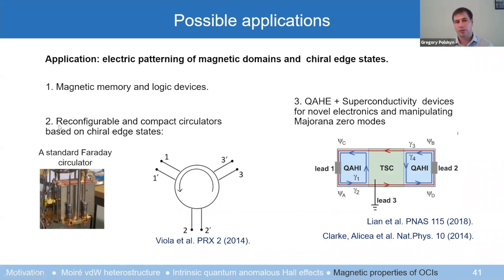Other possible applications are reconfigurable and compact circulators for microwaves based on chiral edge states. And finally, such reconfigurable, electrically controllable quantum anomalous Hall states could be useful for devices where they are combined with superconductivity for novel electronics and also manipulation of Majorana zero modes.